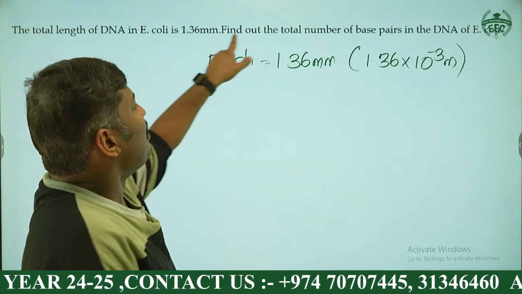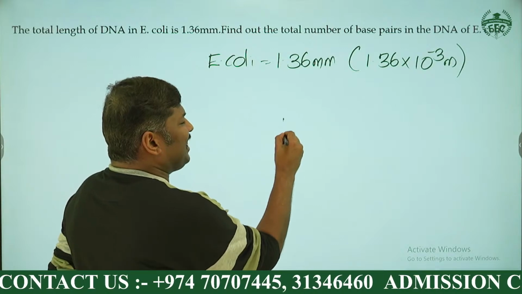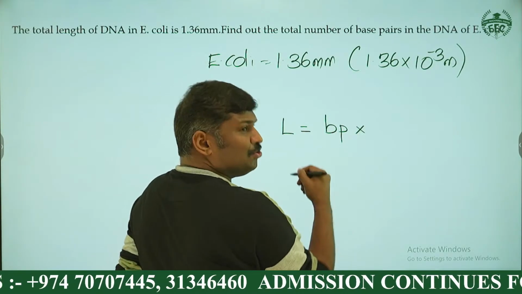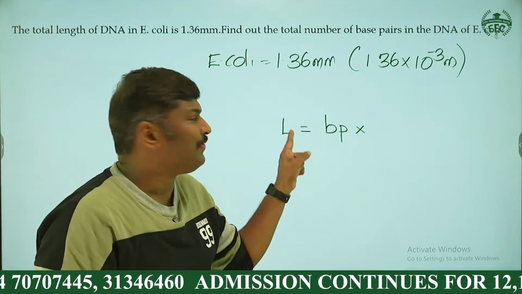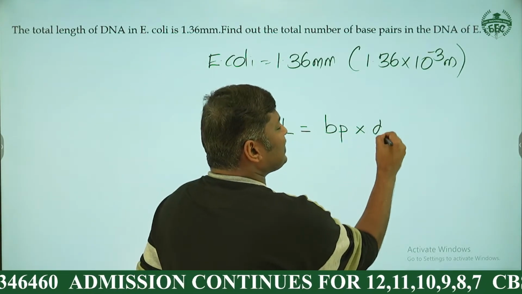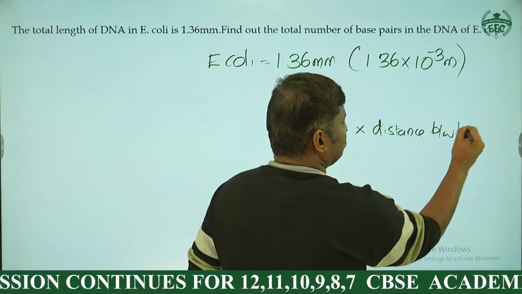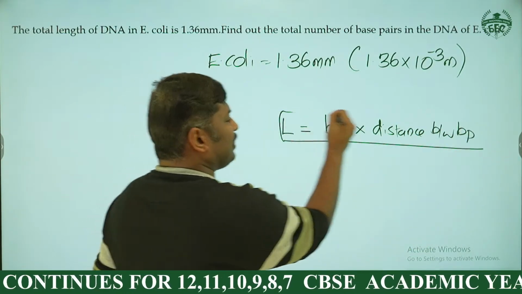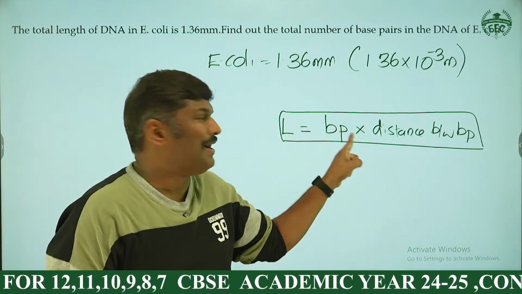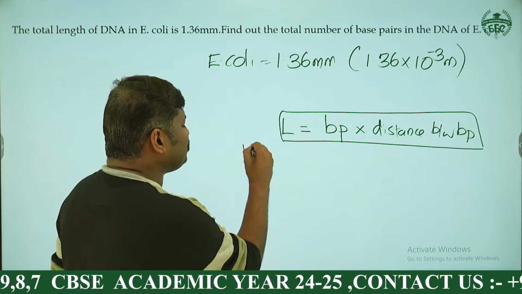And here you have to find out the total number of base pairs in the DNA. So the total length of DNA is equal to the total number of base pairs into the distance between the base pairs. This is the equation, my dear student. First of all, we can take humans into account.